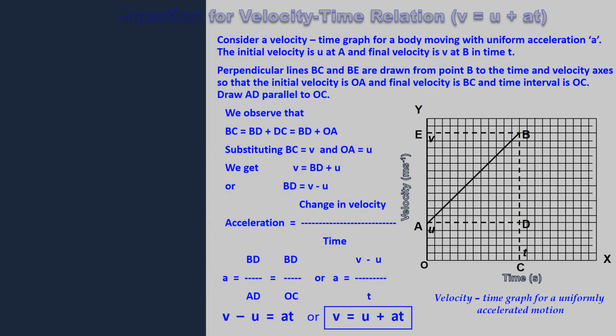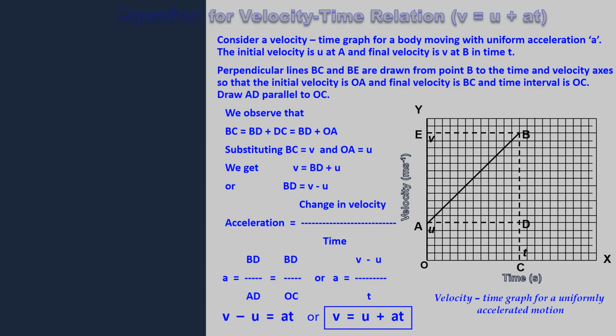Consider a velocity time graph for a body moving with a uniform acceleration a. The initial velocity is u at A and the final velocity is v at B in time t. Perpendicular lines BC and BE are drawn from point B to the time and velocity axis, so that the initial velocity is OA, the final velocity is BC, and the time interval is OC. Draw AD parallel to OC.